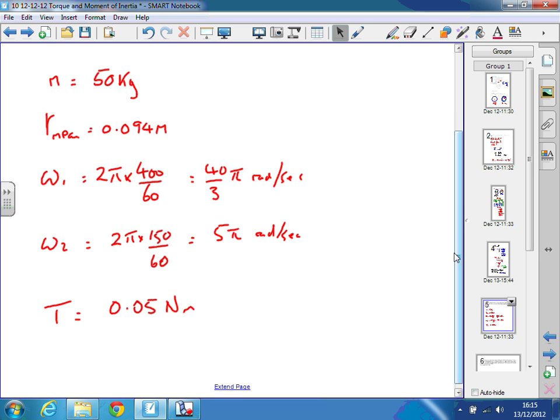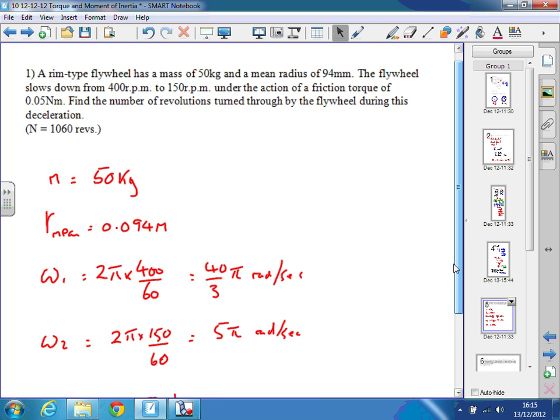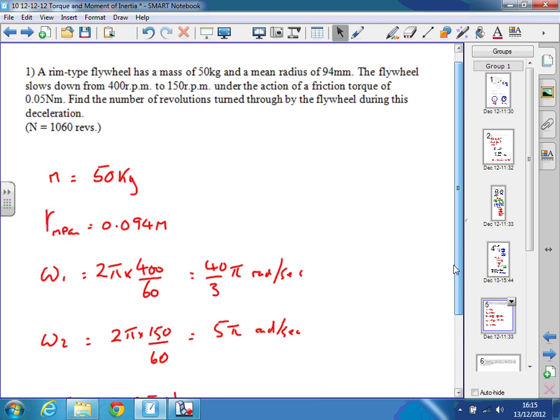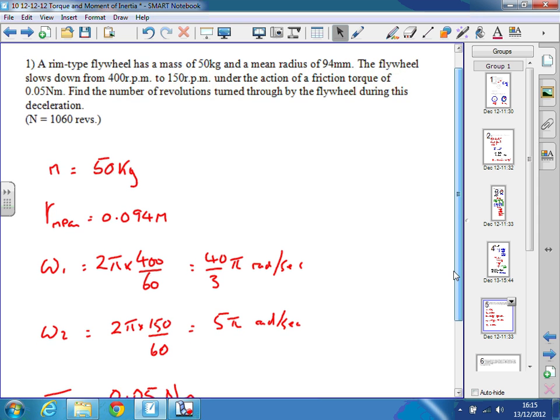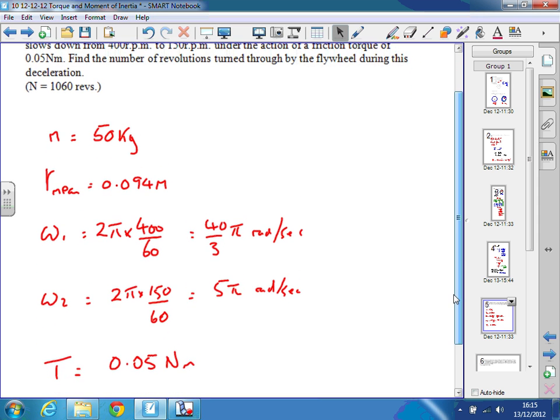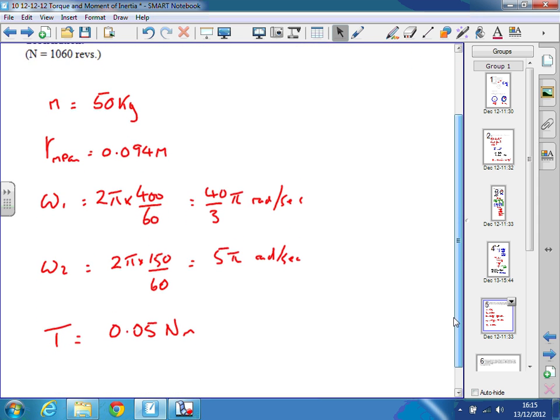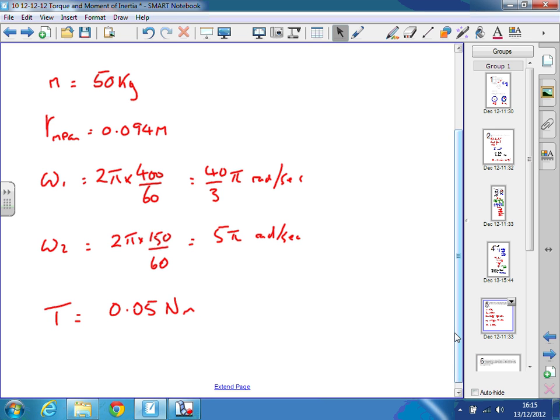We can calculate omega-1 because often we're given the number of revolutions, and it's not uncommon to give it in RPM. So we need to multiply the frequency 400 over 60 by 2 pi to get omega-1, and 2 pi times 150 over 60 to get omega-2. So we've got omega-1 and omega-2 and the torque, 0.05 newton meters.